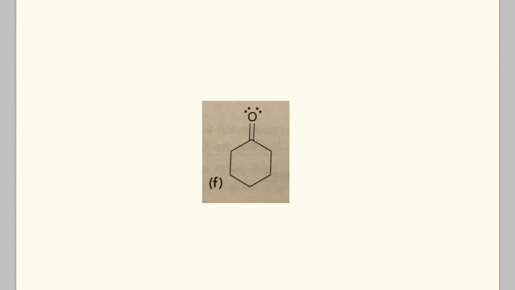Here's part F. So again, any intersection and any bend is going to be a carbon atom. And then because carbon likes to have a total of 4 bonds, we want to draw in those missing bonds to hydrogen. So this needs 2 hydrogens. This needs 2 hydrogens. This needs 2 hydrogens. This carbon here needs 2 hydrogens.